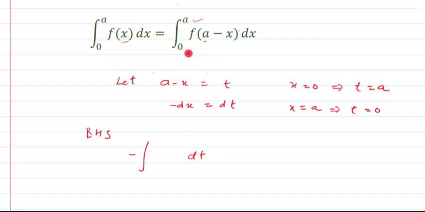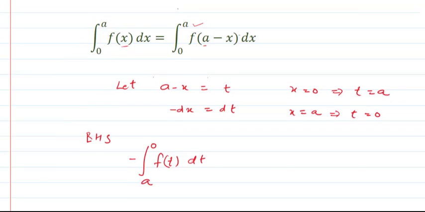Then the limits are now from a to 0. In place of 0, we are having a, and in place of a, we are having 0. So the new limit is a to 0. And a minus x we have substituted as t. So therefore, we are having f(t) dt. So the new function after substitution is minus integral a to 0 f(t) dt.